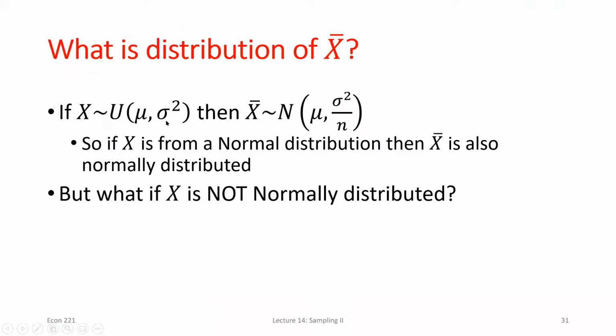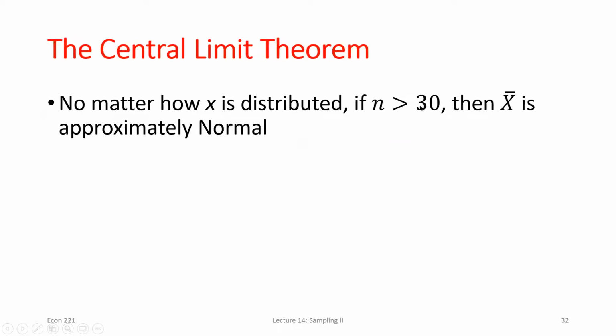Well, what ends up being true is even if the original variable is uniformly distributed, the sample means will be normally distributed if we have a sample size over 30. This is called the central limit theorem. You can show that as long as I have a sample size over 30, the distribution of my sample means will approximately be a normal distribution. It doesn't matter what the original variable I'm sampling from starts out as.